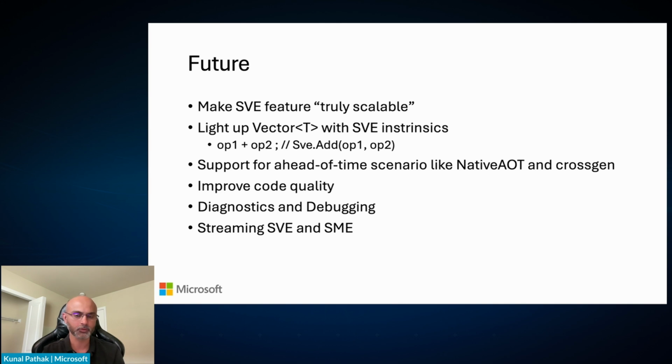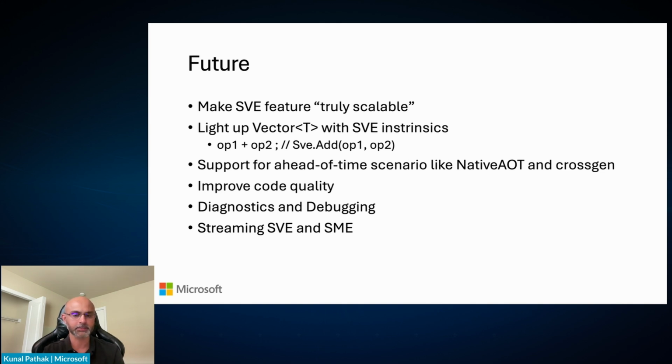We still have to do a bunch of work of supporting the ahead of time compilation scenarios, like native AOT and cross-gen, and that will give developers a way to compile all this into native AOT and then port onto different types of hardware which have different vector lengths without making any changes to their code base.